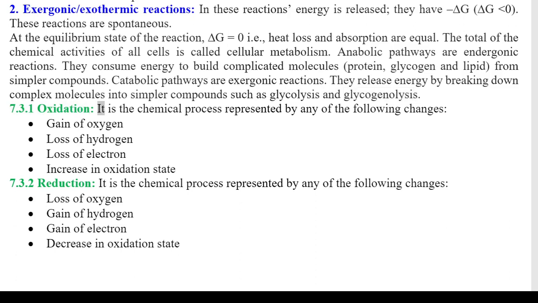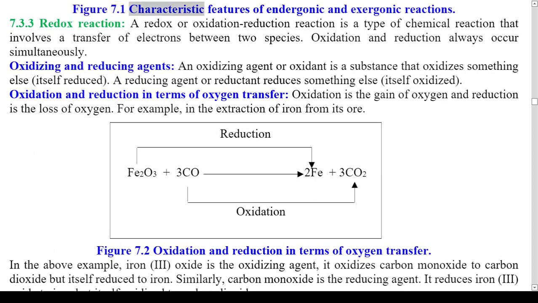7.3.1 Oxidation. It is the chemical process represented by any of the following changes: gain of oxygen, loss of hydrogen, loss of electron, increase in oxidation state. 7.3.2 Reduction. It is the chemical process represented by any of the following changes: loss of oxygen, gain of hydrogen, gain of electron, decrease in oxidation state. Figure 7.1 Characteristic features of endergonic and exergonic reactions.